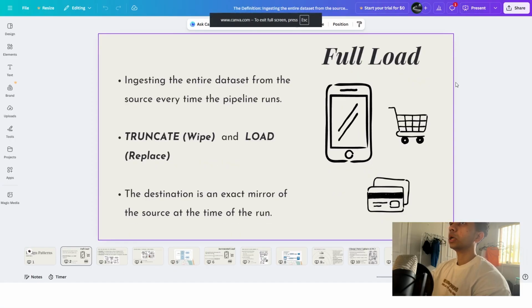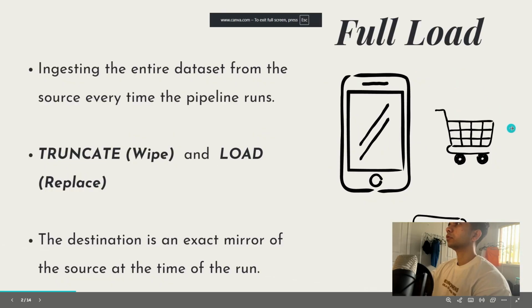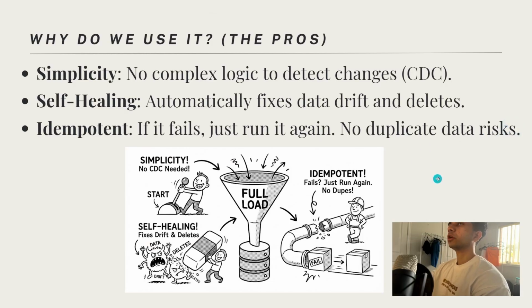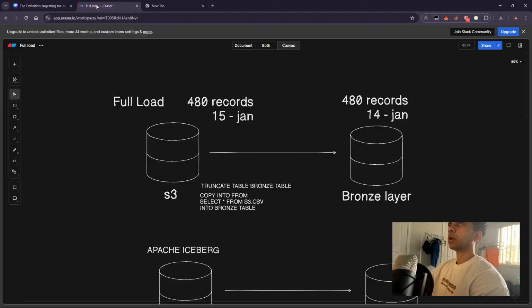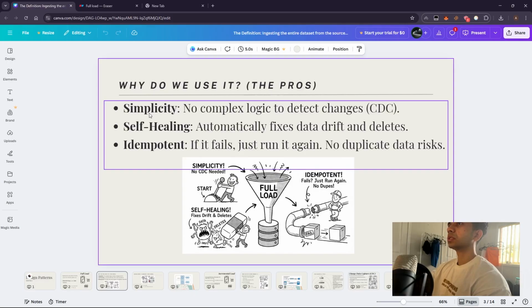At what situations or why do we even have to use a full load? The first point that sticks out is simplicity. You would have probably seen that to do this entire operation, we didn't have to write complex code, right? It was just two statements. You just had to remove the rows that were in your bronze layer, and then just copy the data from your source. So simplicity is key.